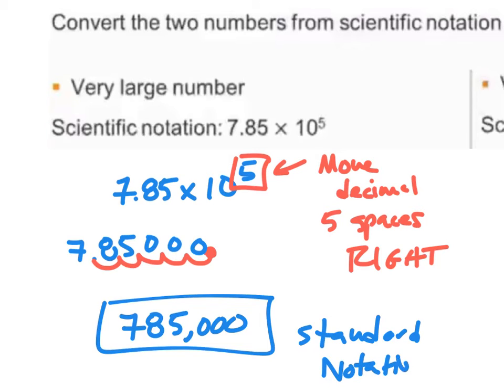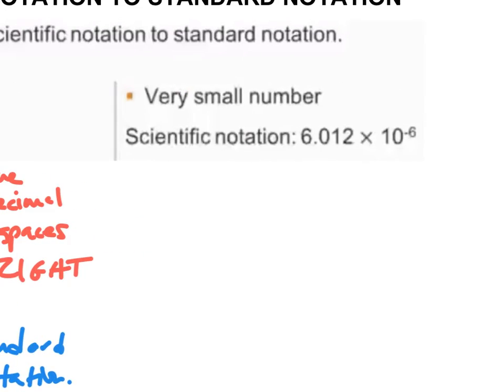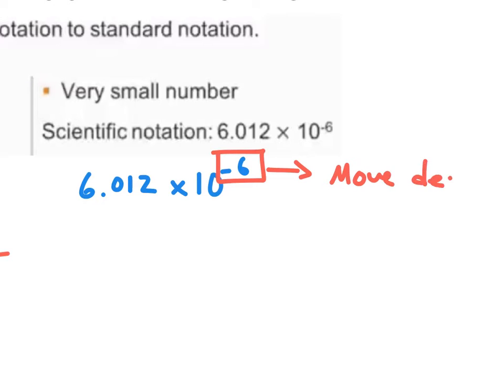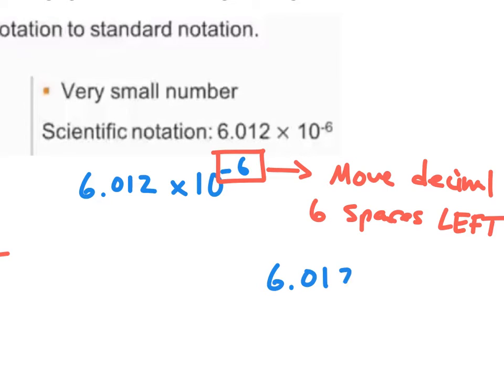I can do the same thing over here for a very small number. Let me write this out: 6.012 times 10 to the negative 6. What this means, the negative 6, is I'm going to move the decimal 6 spaces to the left. So that's important that we understand. So what I'm going to do is start with 6.012.